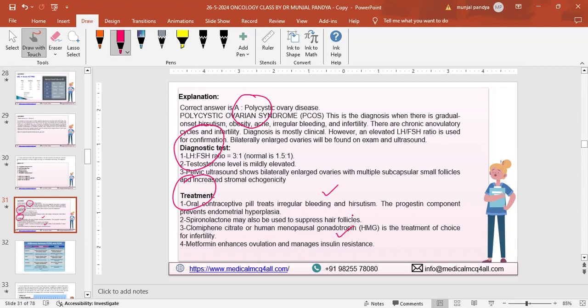So for infertility, you give clomiphene citrate, which improves ovulation, and metformin is also important, which also enhances ovulation and reduces insulin resistance. So this is how you have to think of the treatment stepwise in your mind: oral contraceptive pills, clomiphene citrate, metformin. That's it, right? Can anyone tell me what is the difference between polycystic ovarian disease and polycystic ovarian syndrome?